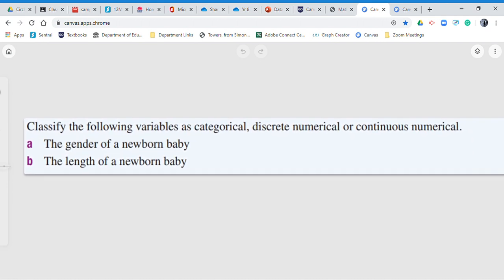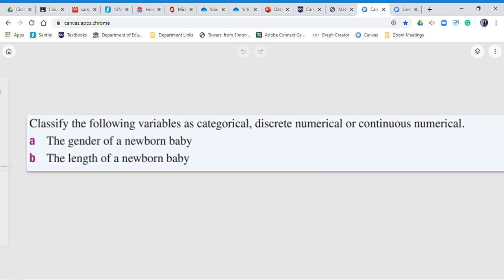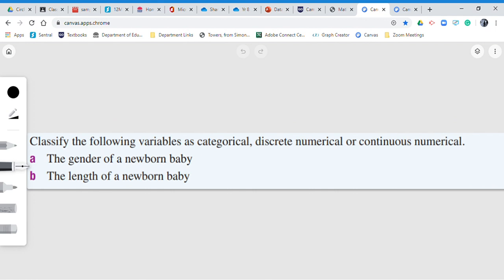My example. So, to start, we're going to talk about classifying the following variables as categorical, discrete numerical, or continuous numerical data. So, let's look at the first one. The gender of a newborn baby. So the gender, is this something that we can measure with a number, a numerical value? Because the answer here is male or female, these are words and not numbers. We can't really use numbers to represent them, so this would be categorical. So there's our first one, that's categorical.